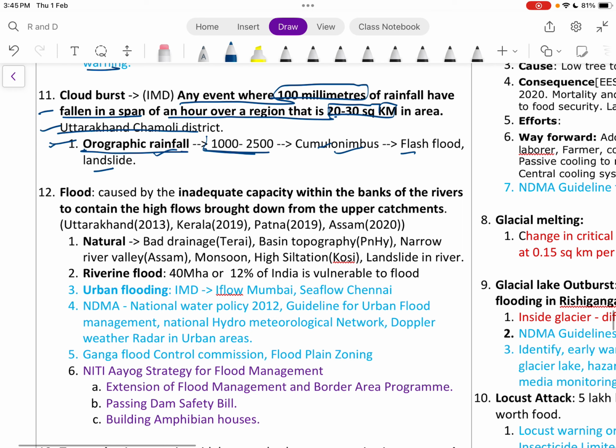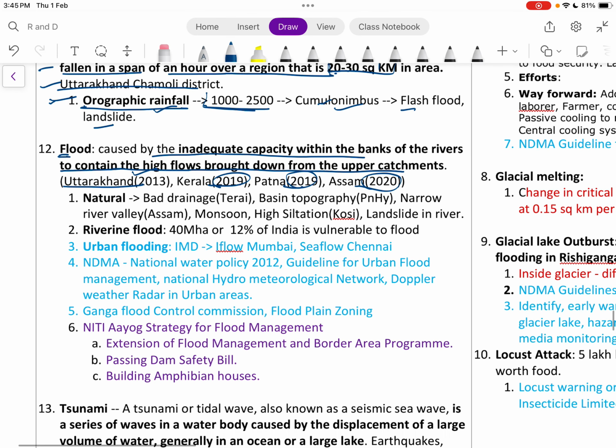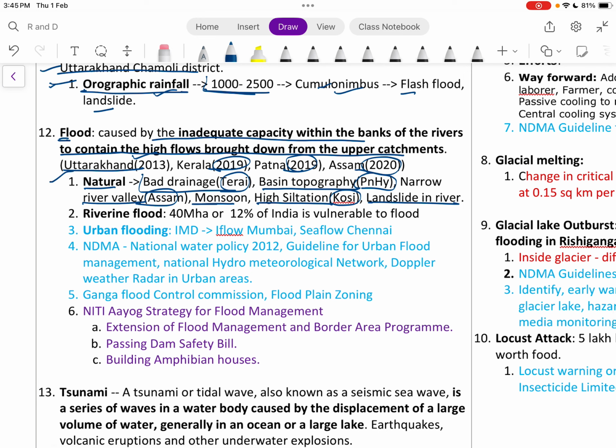Floods are caused by inadequate capacity within the banks of rivers to contain the high flow brought down by the upper catchment. We have enough instances: Uttarakhand 2013, Kerala 2019, Patna 2019, Assam 2020, among others. Natural reasons: bad drainage in the region of Tarai, basin topography in Punjab and Haryana, narrow river valley in Assam, monsoon, high siltation in Kosi, landslides in rivers. There are also anthropogenic reasons: encroachment of low-lying areas, urbanization, low drainage areas, and you can write those things.